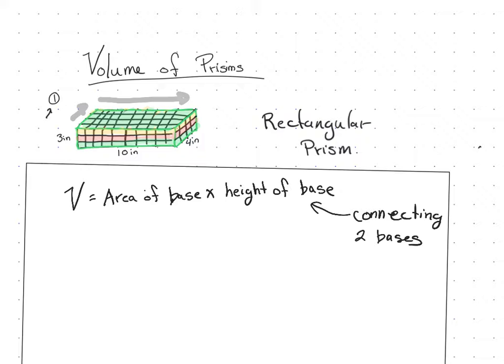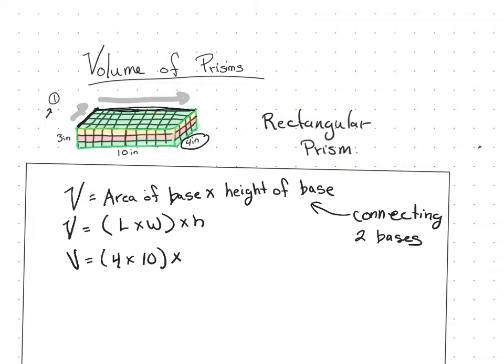All right, so here we go. I'm going to put the area of the base in parentheses so that I don't get it confused. So my area of the base is going to be length times width, and then I'm going to multiply that times my height. So the volume is going to be, my length is going to be 4, because it's 4 units long here. And my width is going to be 10 here. So it's 10 inches long. And then the height connecting the 2 bases is going to be 3 inches.